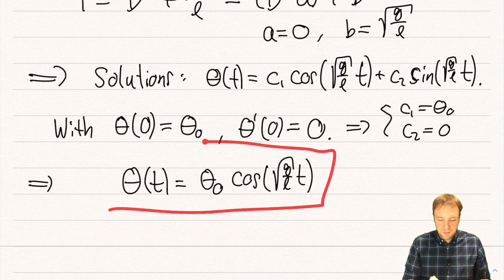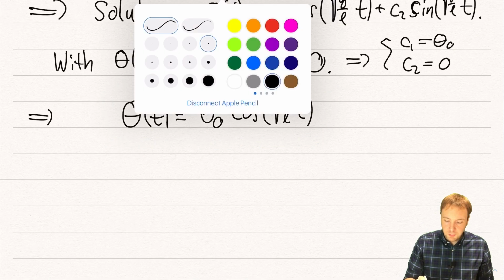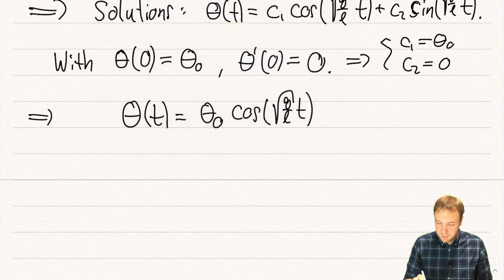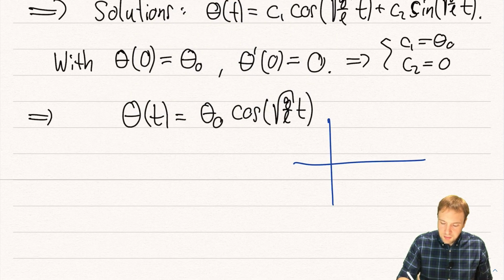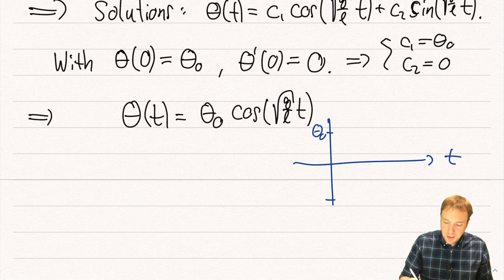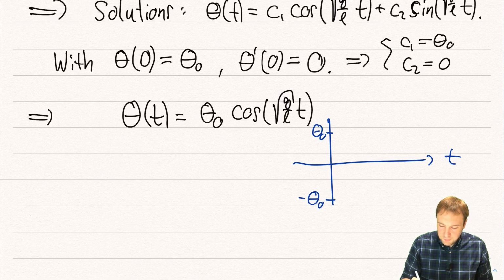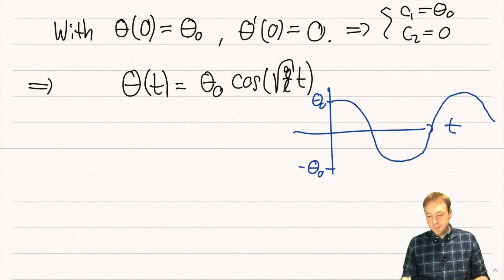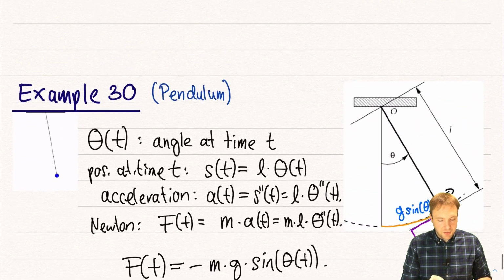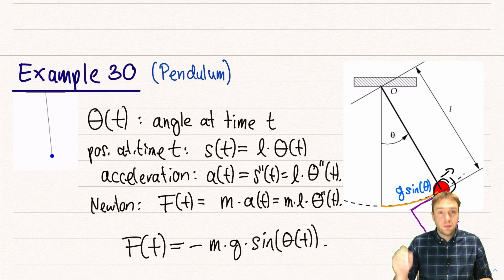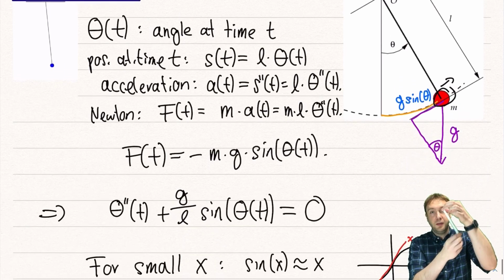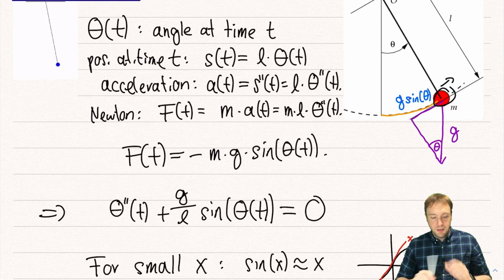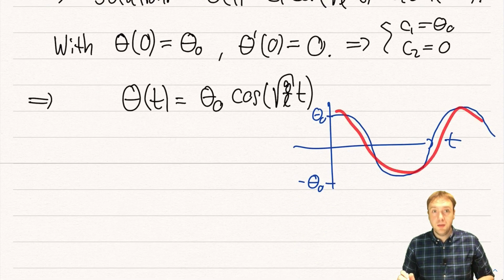So in this case, I get this solution here, and this we could plot. Let's take some nice color. So here, this is the time axis, and here we start with some angle theta 0, and here it's minus theta 0, and then it will be the cosine of this. Well, you see that similar to this animation here, the angle goes from theta 0 to minus theta 0, theta 0 to minus theta 0, and so on. And we get this graph here.